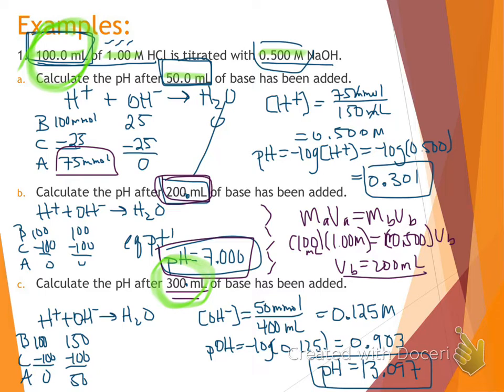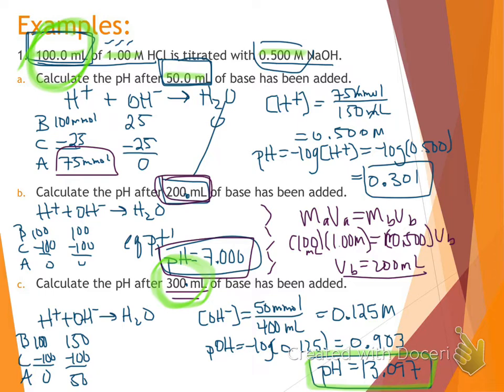Negative log of that gives us the pOH. Subtract from 14 and we get our pH. Keeping 3 sig figs like we had in that 300 milliliters and a few other numbers throughout. That's our 3 decimal spots on that pH value. So that's when we have strong and strong.